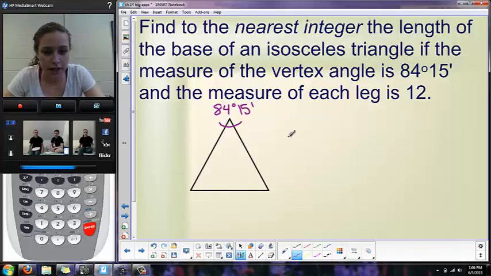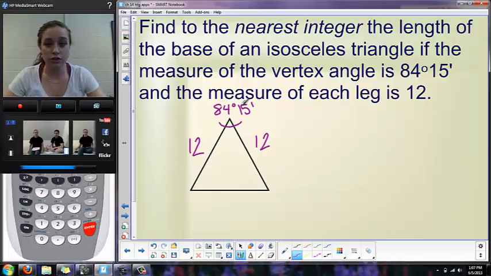And the measure of each leg is 12. So in an isosceles triangle, we call this the vertex. These are the two base angles. These two sides are each legs, and they are always equal to each other. And then this is the base. So we have leg, leg, base. Two base angles and a vertex. So you really need to know your geometry to fill in that kind of stuff.